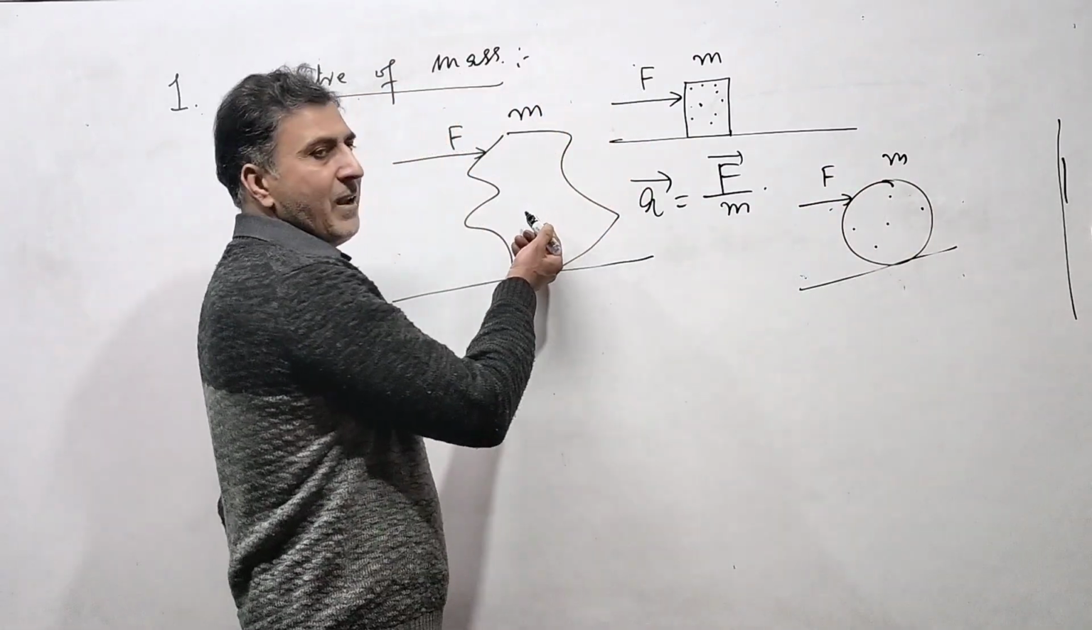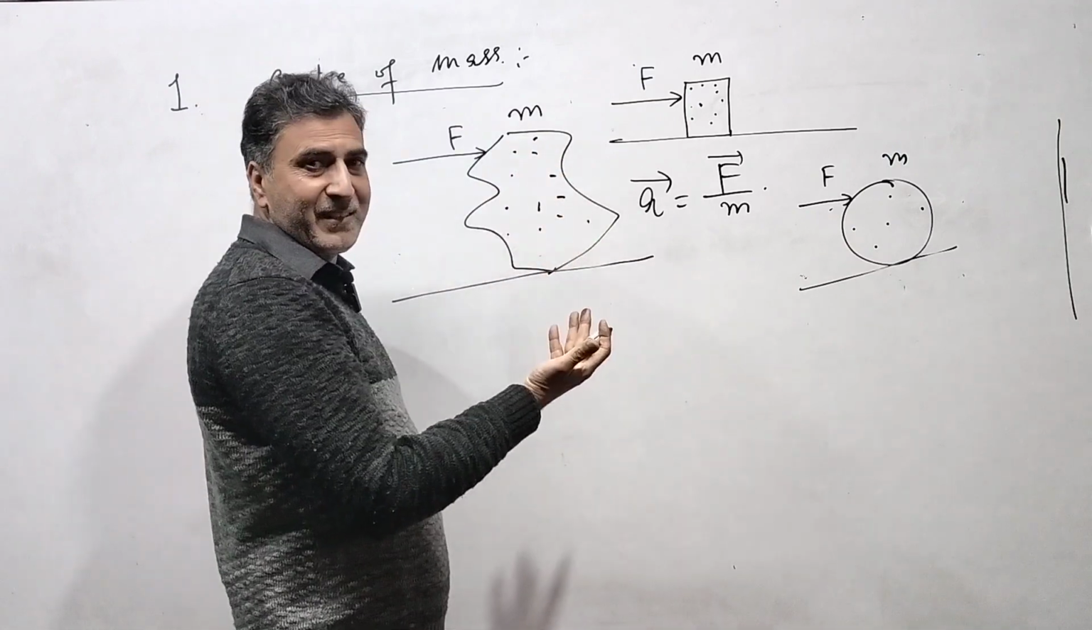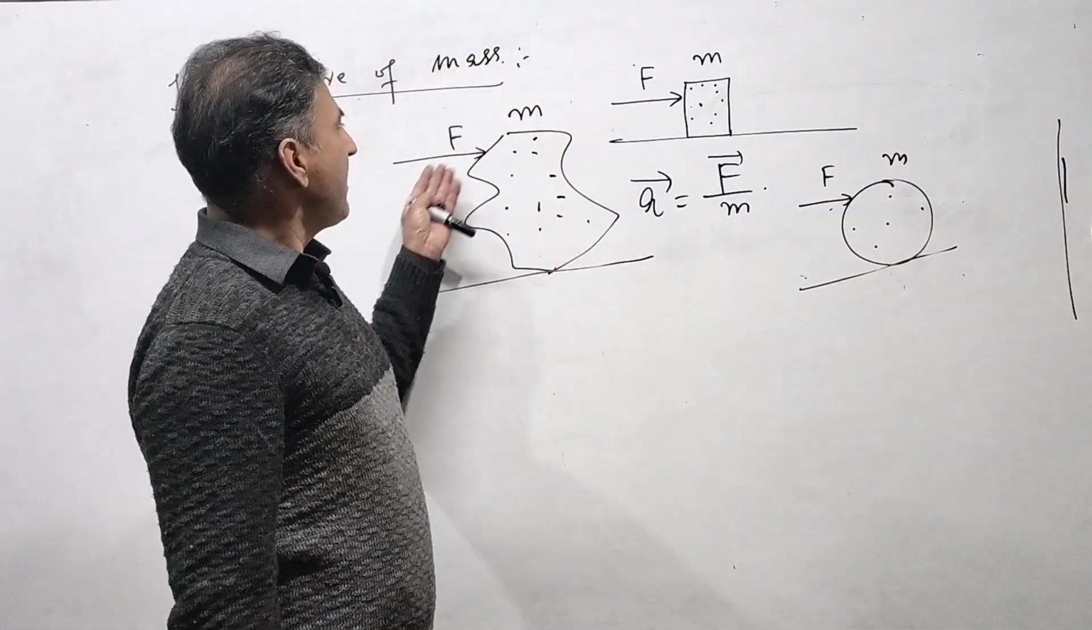और इस बॉडी का भी यही हाल है कि all the points, different points of the body do not have the same acceleration. So to say the body acceleration is F by m is useless.